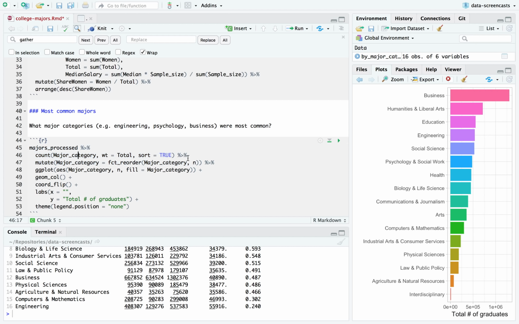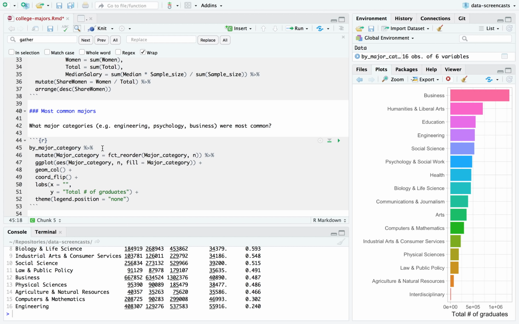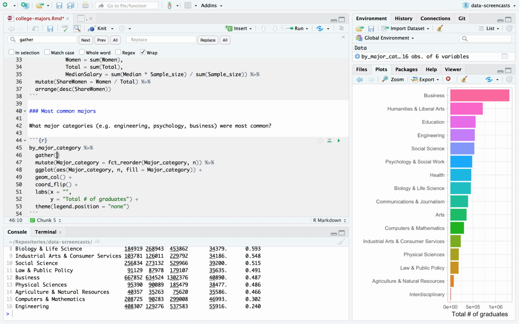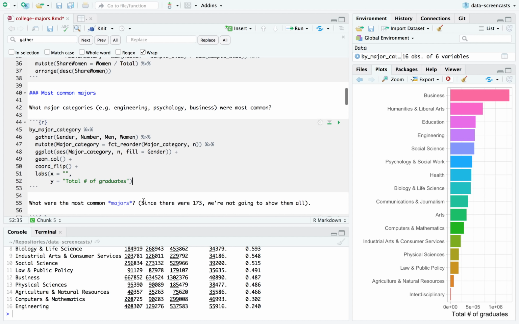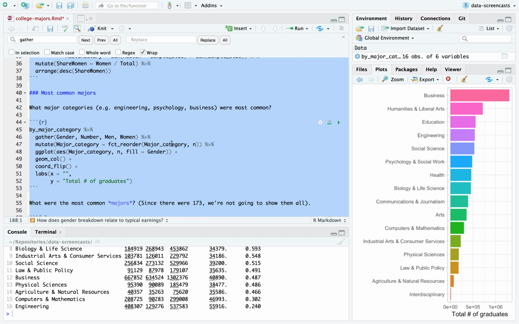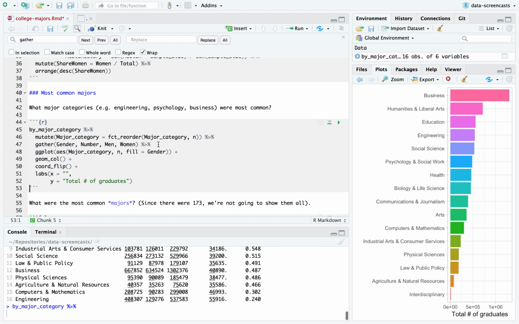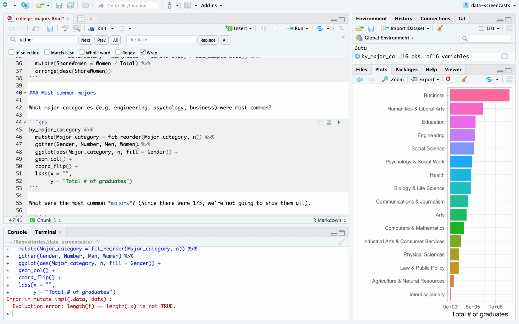I'm going to take my major category. I'm going to run that same gather logic that I did: gender, total, gender, number, men, women, and I'm going to say fill equals gender. I'm going to leave the legend in, and I'm going to do the mutate before the gather to ensure that the total has been in the same order.